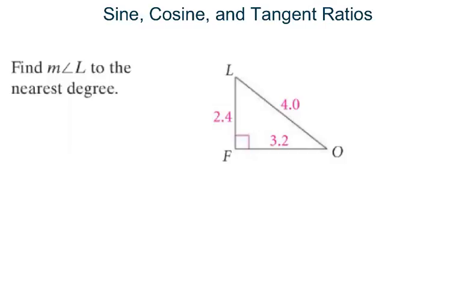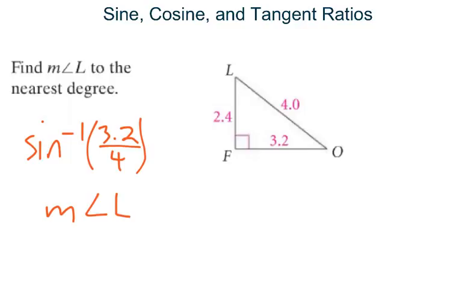Find the measurement of angle L to the nearest degree. So we have all three sides, so we get to choose. But we've already done a tangent one, so let's go ahead and do a sine. From L, if we're looking for an angle measure, we're going to use the inverse sine. Opposite L gives me 3.2. The hypotenuse is 4. So when I type in my calculator inverse sine of 3.2 over 4, to the nearest degree, I see that the measurement of angle L is equal to 53 degrees.